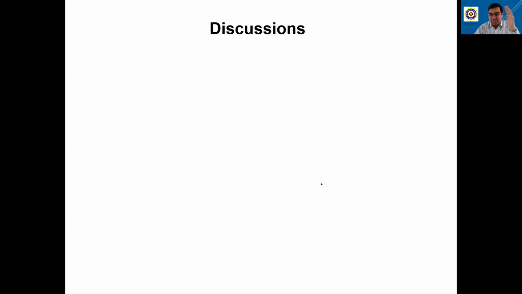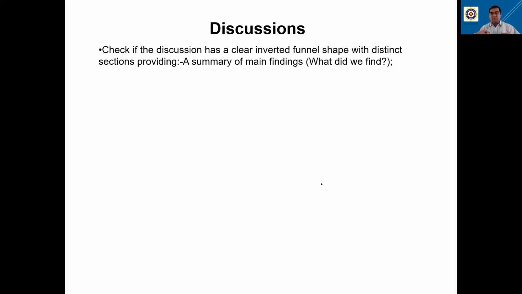Yes, next we have the discussion section. Now, the discussion section deals with the following points. The first is to check if the discussion section has a clear inverted funnel shape with distinct sections, providing first the summary of main findings. What did we find? You start with a common discussion, giving citations to other studies, then come to your point. In this study, what have you opted?